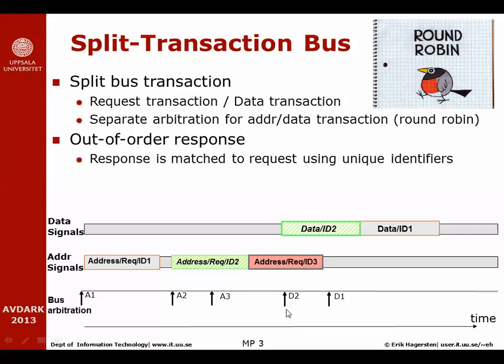Of course, before you send a data transaction, you also have to arbitrate for the data bus, putting some kind of signals on the data arbitration lines and so on.